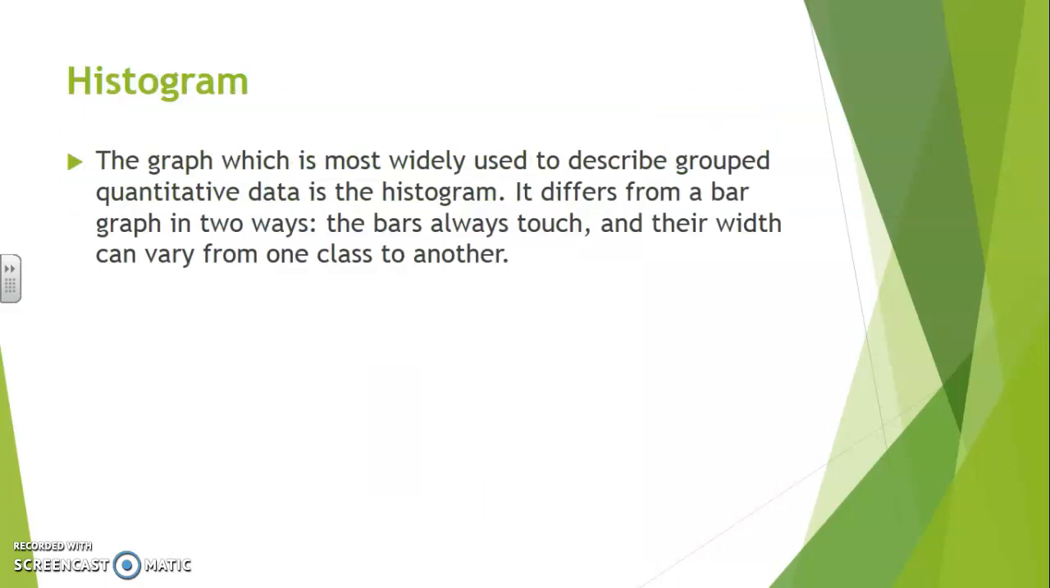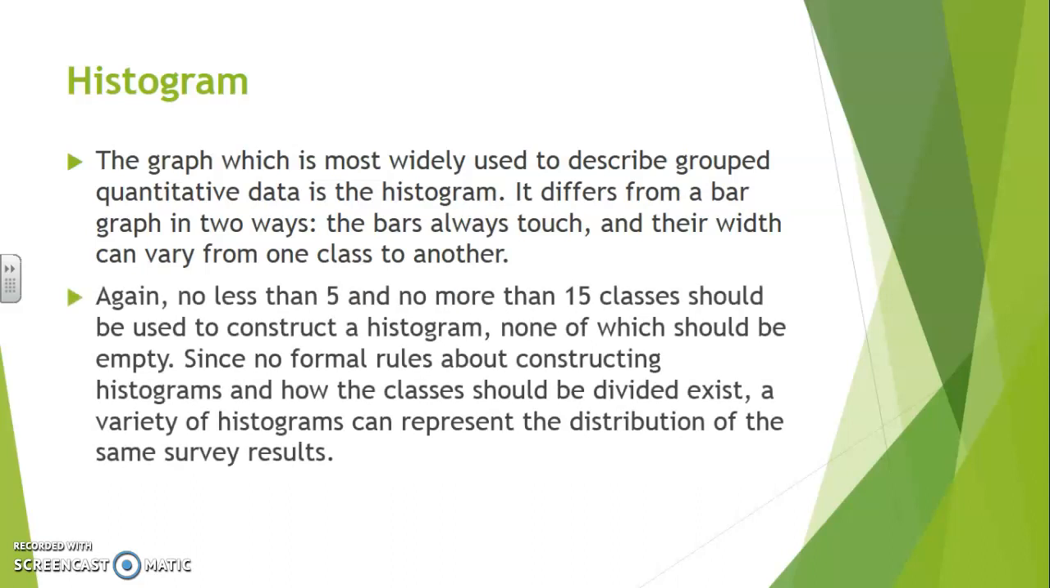Histograms are used to represent quantitative data that is continuous and where groupings had to take place. You would like your histogram to consist of between 5 and 15 classes, as we mentioned earlier, and the bars have to be touching one another because we're talking about a continuum of values.